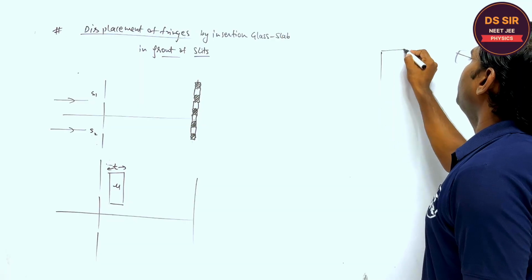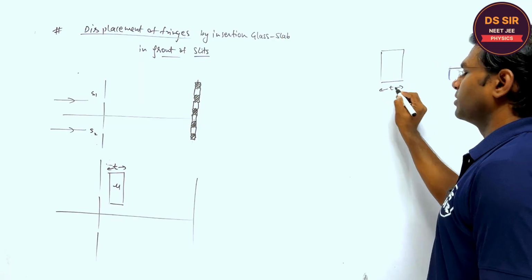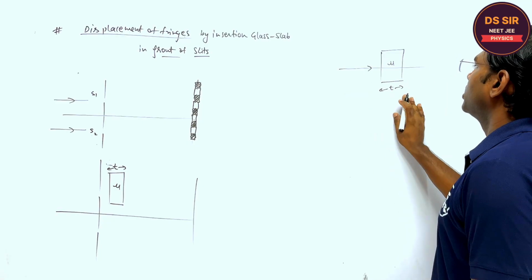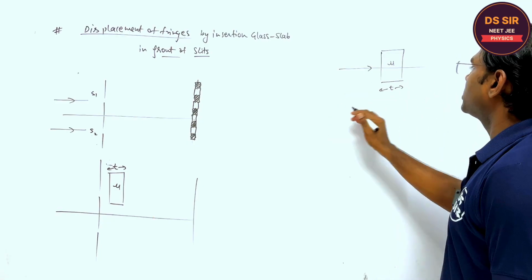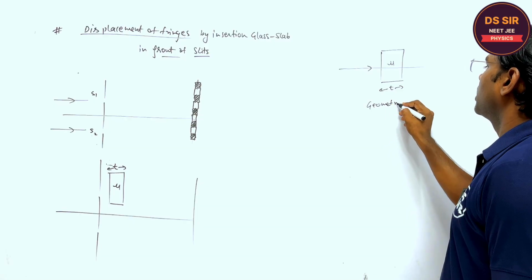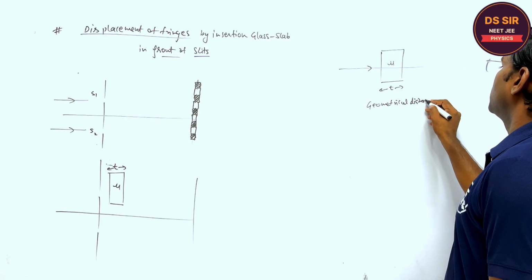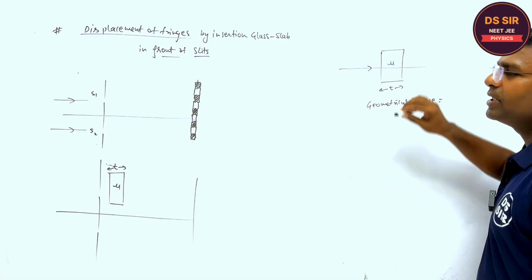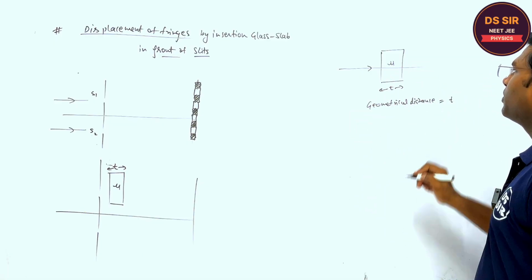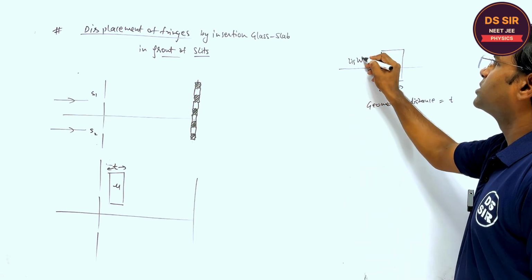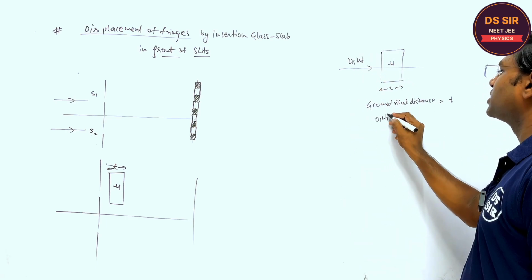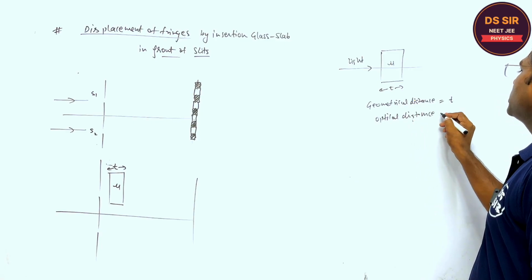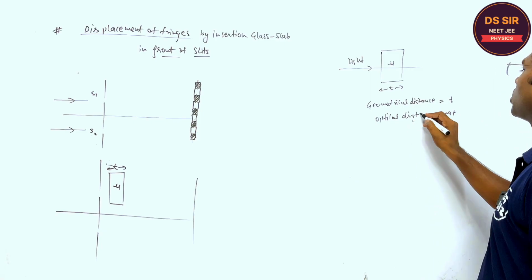Listen to one thing. If this is the glass slab of thickness t and refractive index mu, when light goes in this, its geometrical distance covered is what we can measure by the scale. The geometric distance traveled by the light is t, and the optical distance is mu into t. Are you getting or not?